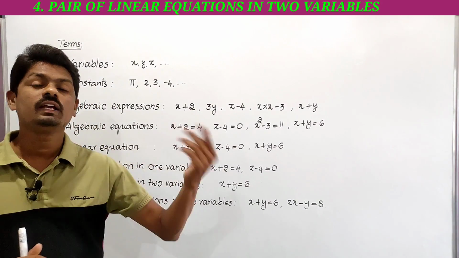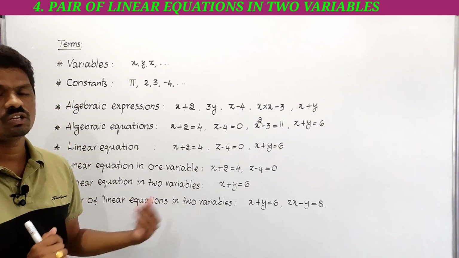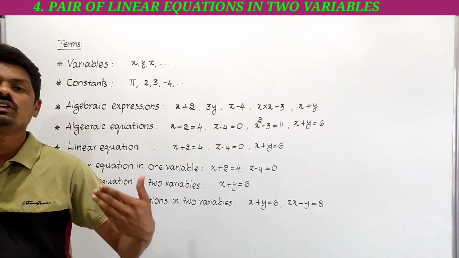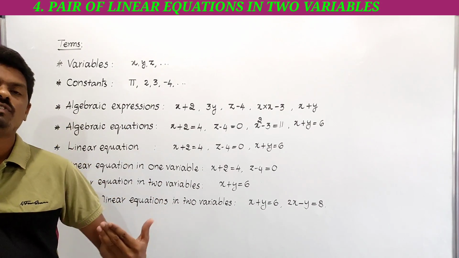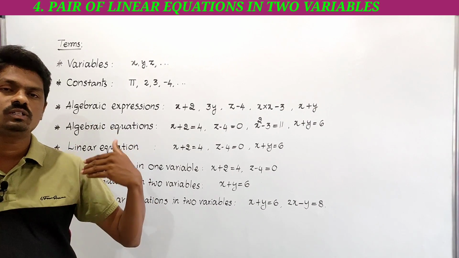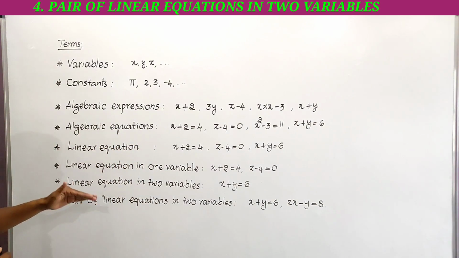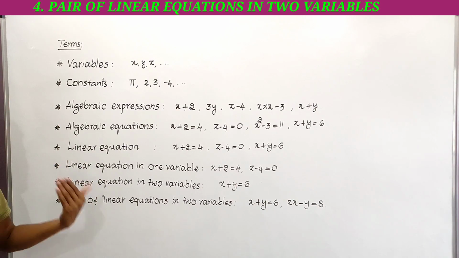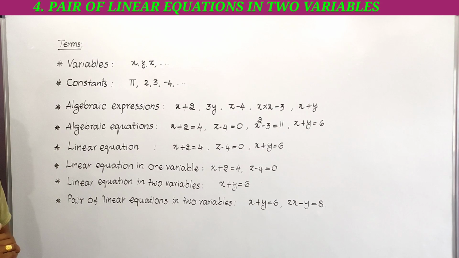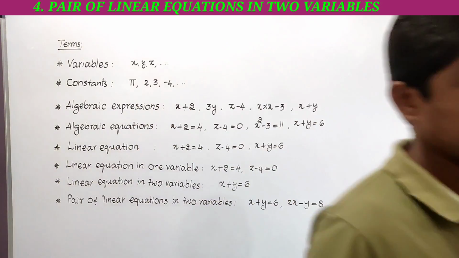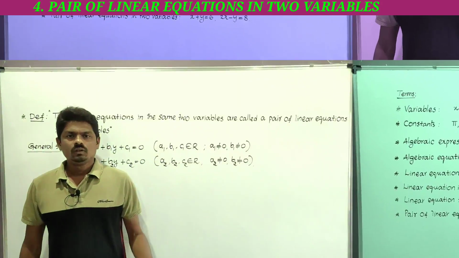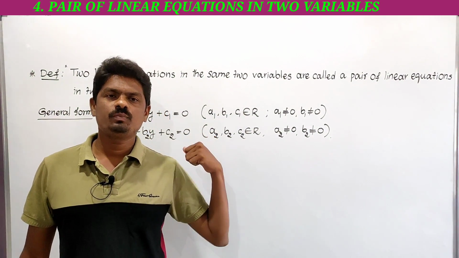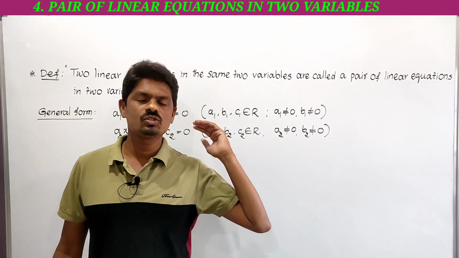So now you have a clear idea about pair of linear equations in two variables. Now see here how we can define it and what is the general form of a pair of linear equations in two variables. You just have to understand these terms. సో ఒకసారి మీరు ఇవన్నీ కూడా క్లియర్గా అర్థం చేసుకుంటే నెక్స్ట్ మనం ఈజీగా డెఫినేషన్ అర్థం చేసుకోవచ్చు. సో ఇప్పుడు మనం డెఫినేషన్ చూద్దాం. So now we have to learn about the definition of pair of linear equations in two variables and the general form.